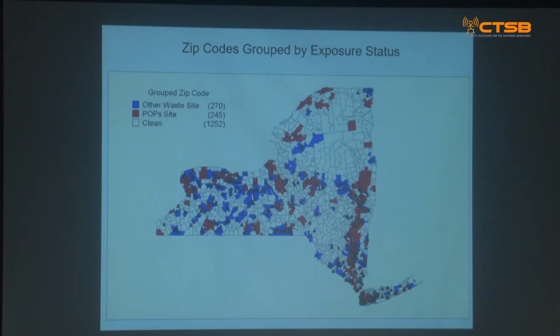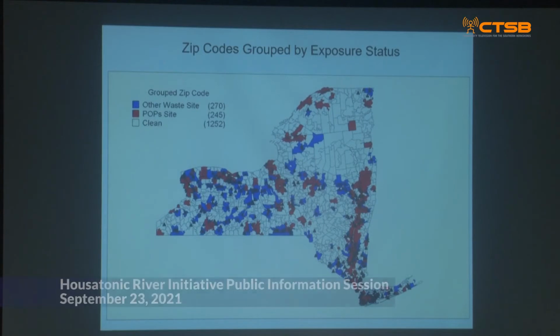The blue areas are zip codes that have a hazardous waste site, but they don't contain PCBs. So that's a comparison group. So what we did is match the rates of hospitalization for different diseases against the zip codes that either have PCBs, they have a hazardous waste site but it doesn't contain PCBs, or they have no hazardous waste site in that zip code. And then we've looked particularly at those zip codes along the Hudson River.